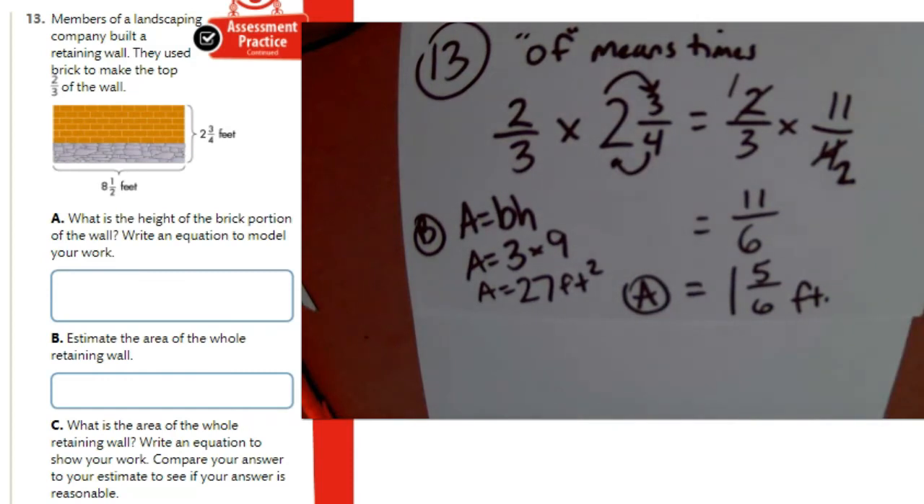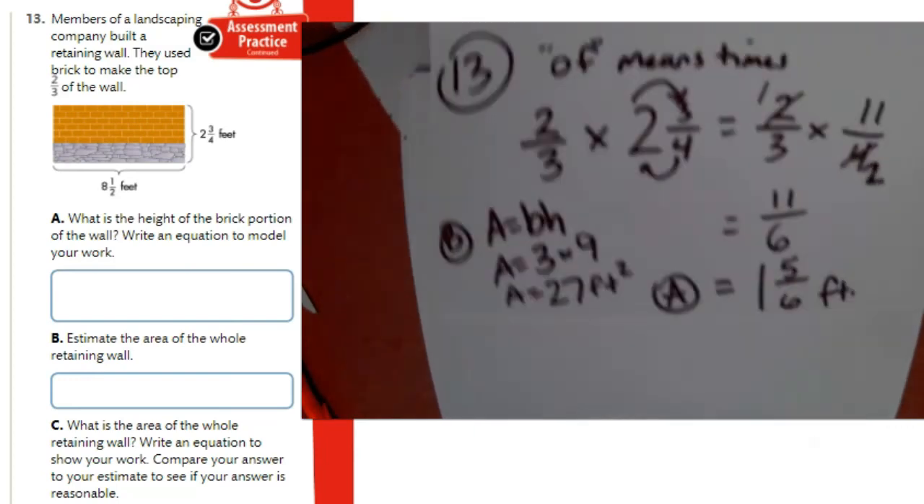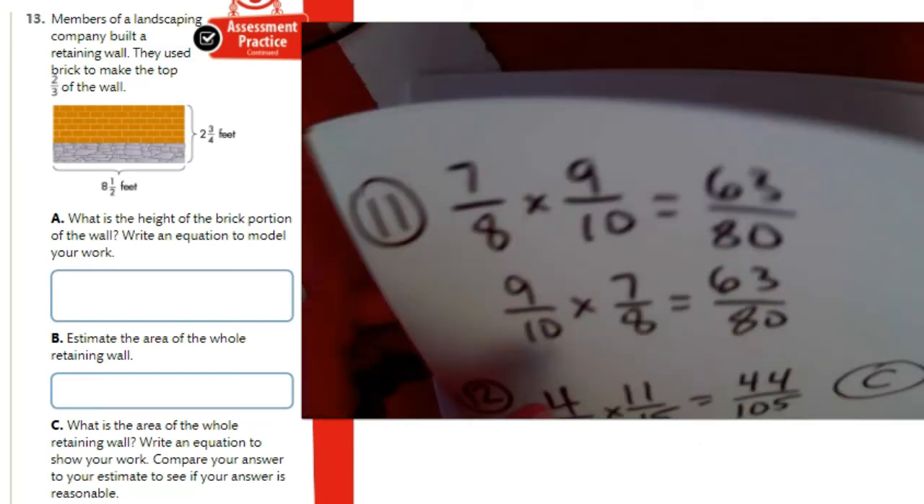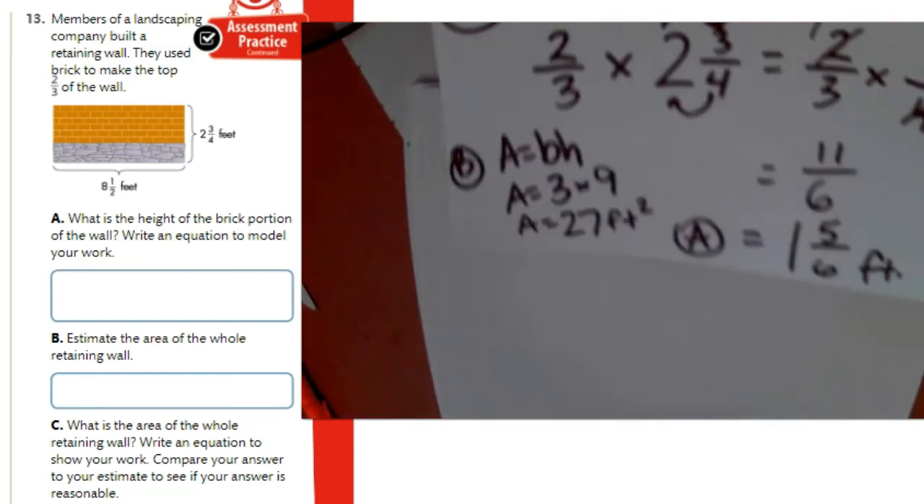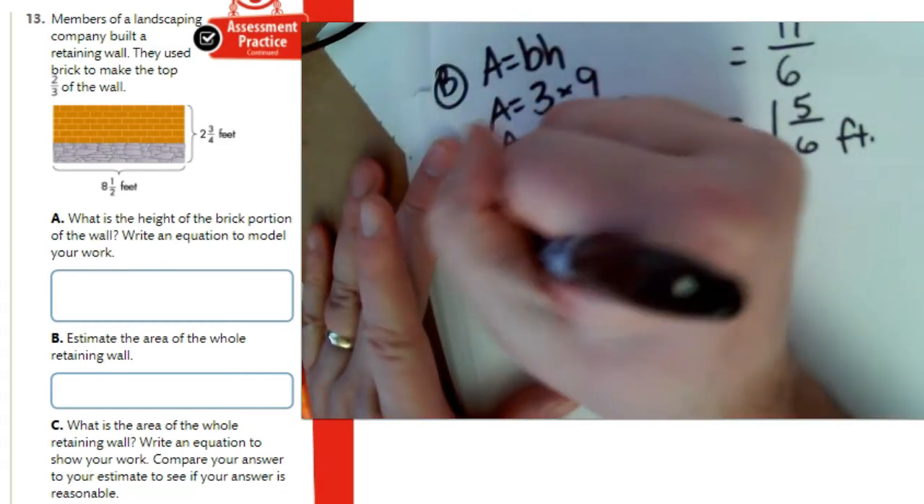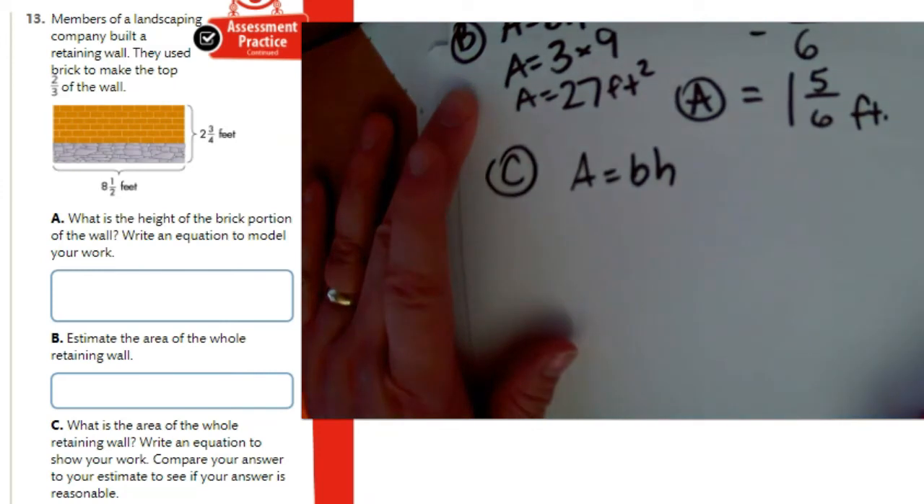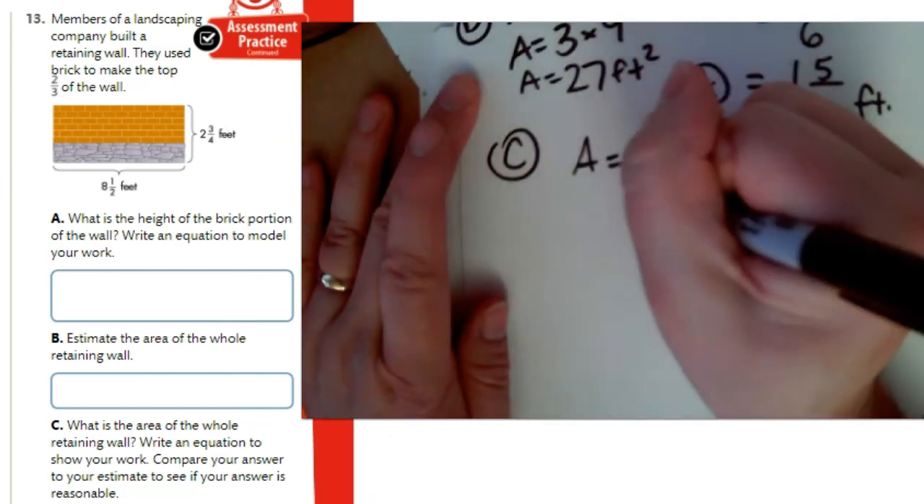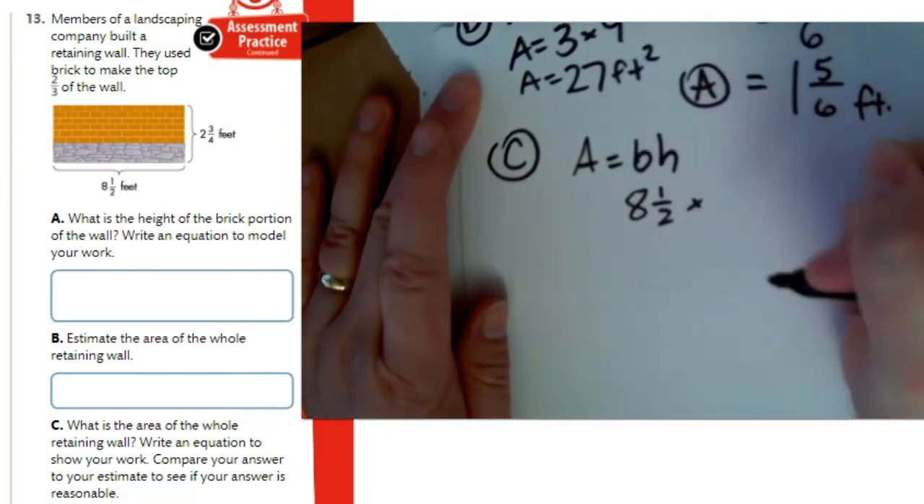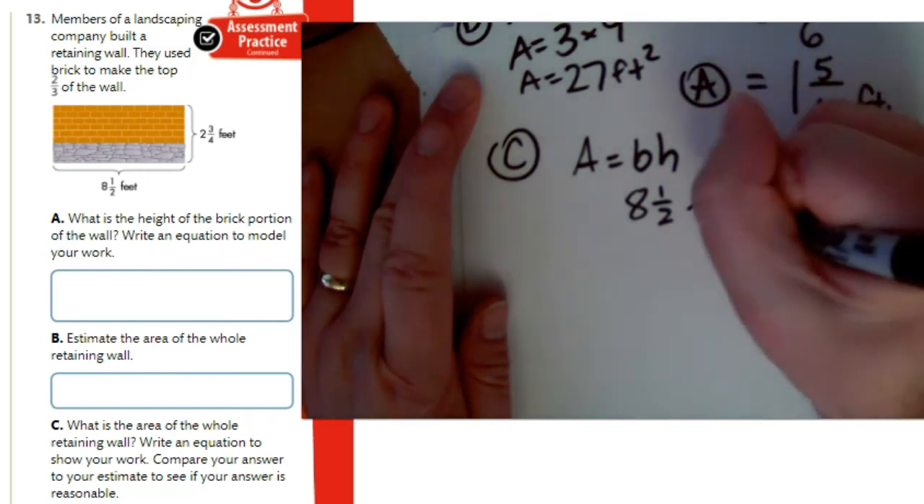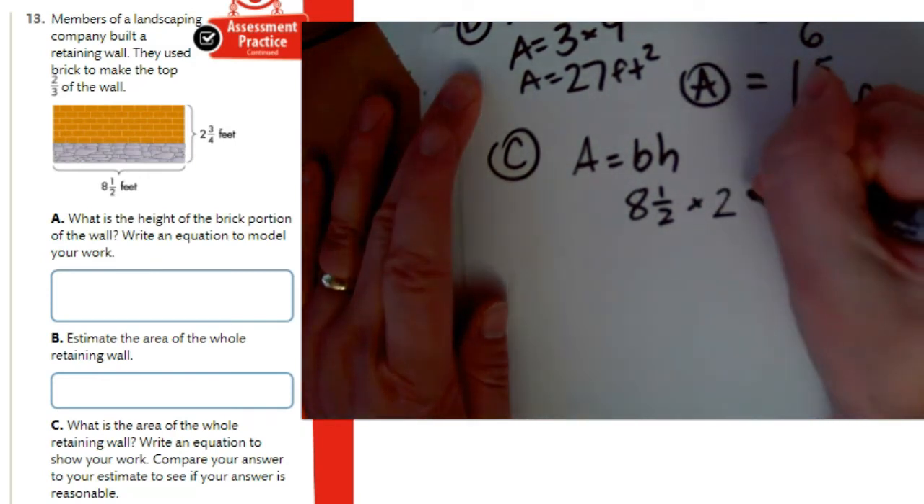All right, so in letter C, it's asking us for the actual area. So let's see here if I can give myself some space. Part C, we're going to use area equals base times height, but I'm not estimating this time. I'm using the real numbers. So I have 8 1/2 times 2 3/4.